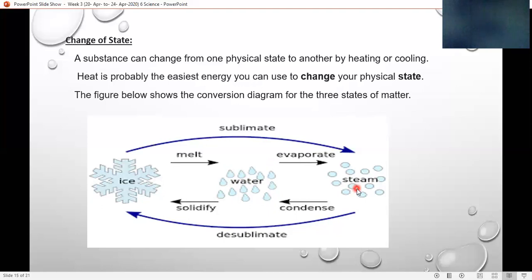But there are also some reverse processes. Steam changes into water, which is known as condensation. Water can change into ice, which is solidification or freezing. Ice can directly convert into steam, which is known as sublimation, and steam can directly convert into solid, which is desublimation. We are going to discuss these one by one.